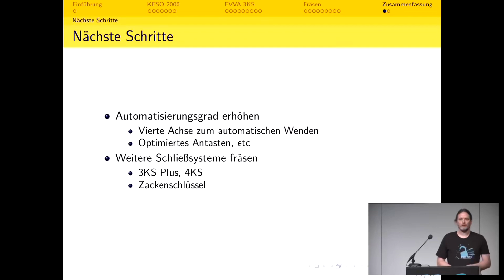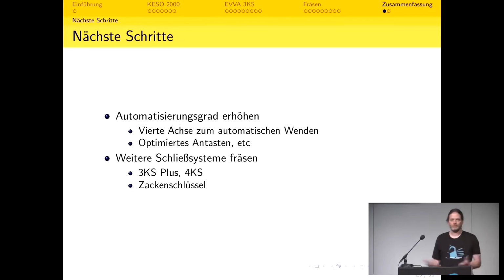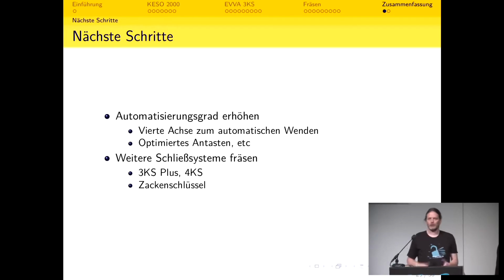The first step is going to be the milling device. I think we're going to publish some code on GitHub, and we're going to publish the link so you can find it. We can optimize the whole thing. We can build a tool that automatically turns around the key. We've also improved the system to automatically calibrate itself. And of course, we could mill other systems as well.